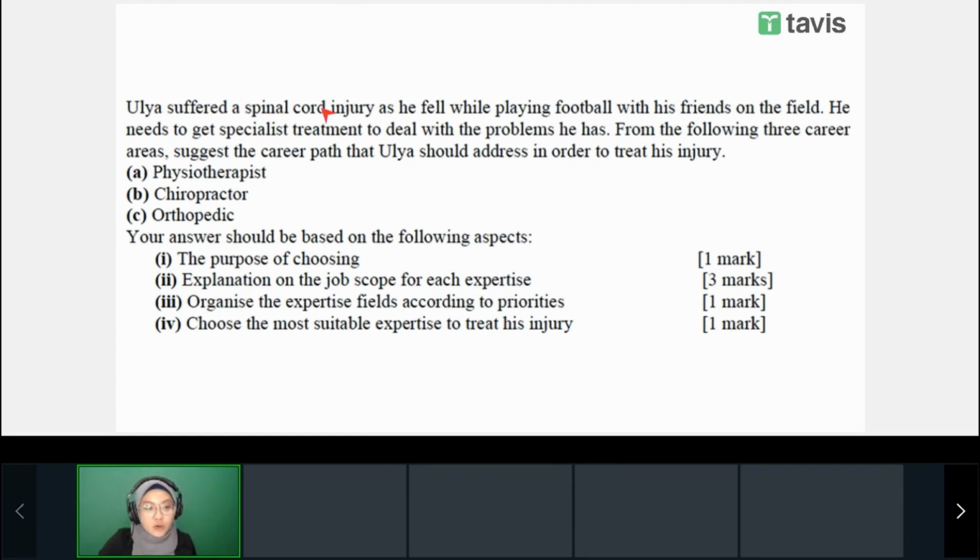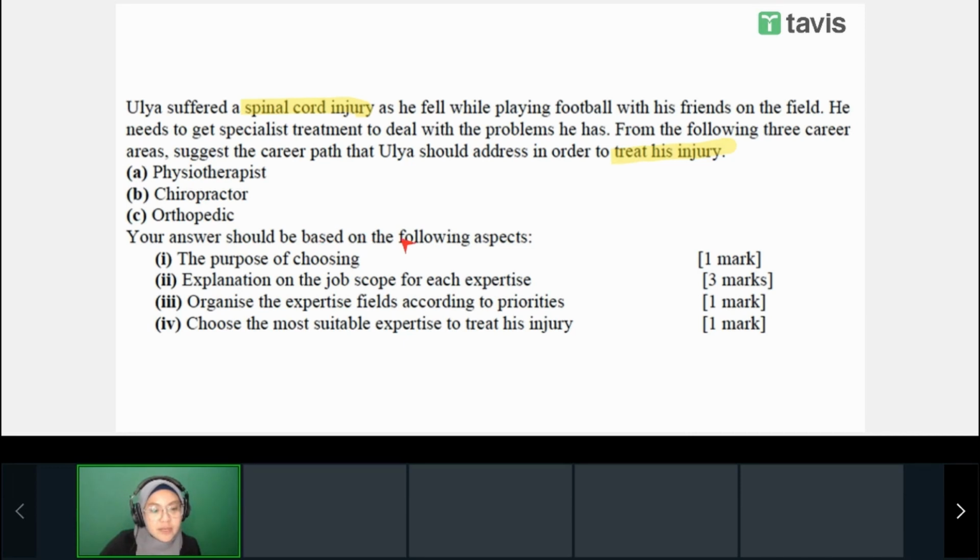Ulia suffered a spinal cord injury as he fell while playing football with his friend on the field. Now Ulia is suffering from a spinal cord injury. He needs to get specialist treatment to deal with the problem. From the following 3 career areas, suggest the career path that Ulia should take. Who should Ulia meet to treat his injury? A physiotherapist, chiropractor, or orthopedic?